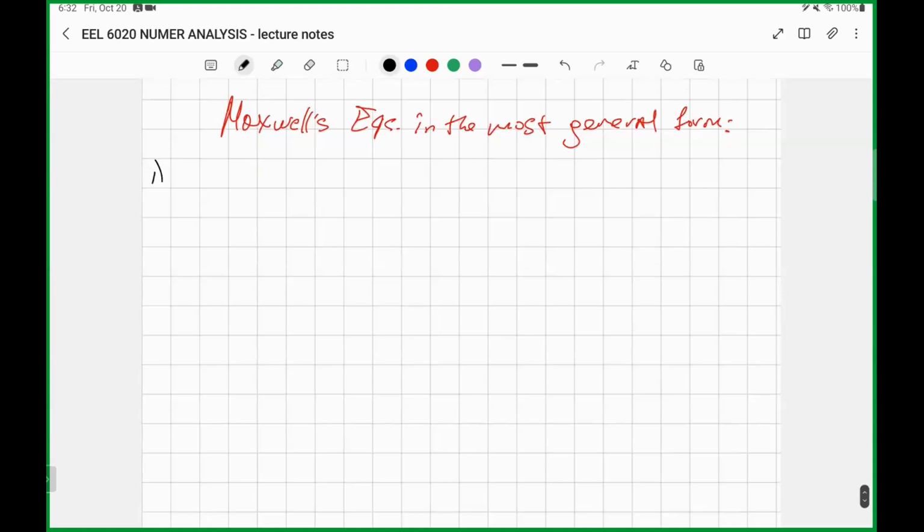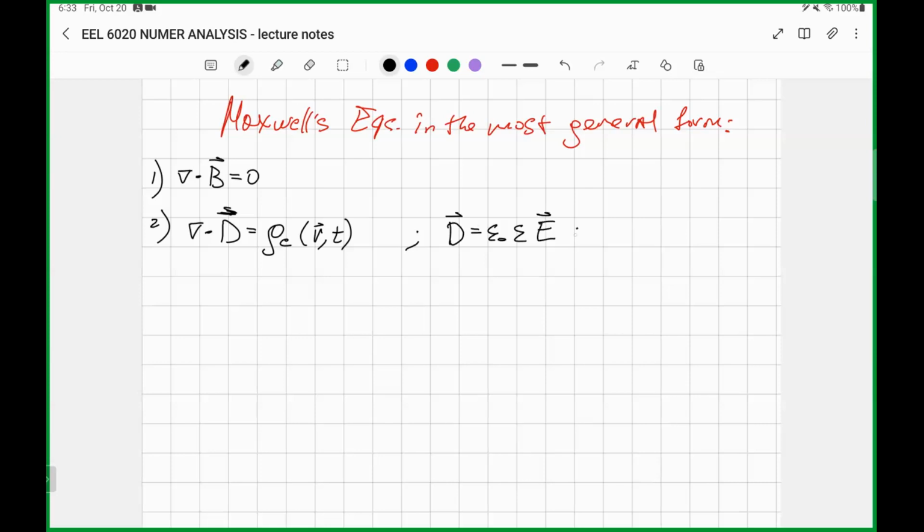Right, so the first one states that the divergence of magnetic field is equal to zero. The second one states that the divergence of the vector D is equal to the charge density of the free charges. And of course, this charge density is a function of coordinate, and it can be a function of time as well. We also know the connection between the vector D and vector E, D equals epsilon zero epsilon E, and the connection between vector D and vector polarization: D equals epsilon zero E plus vector P.